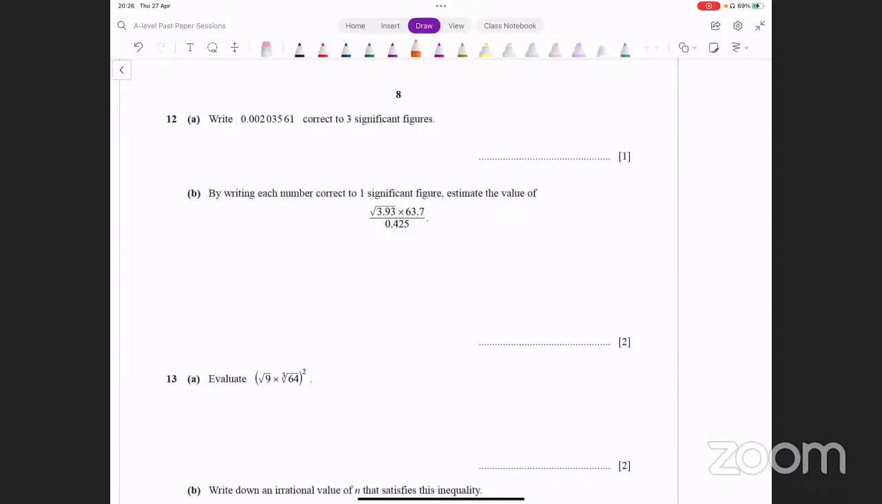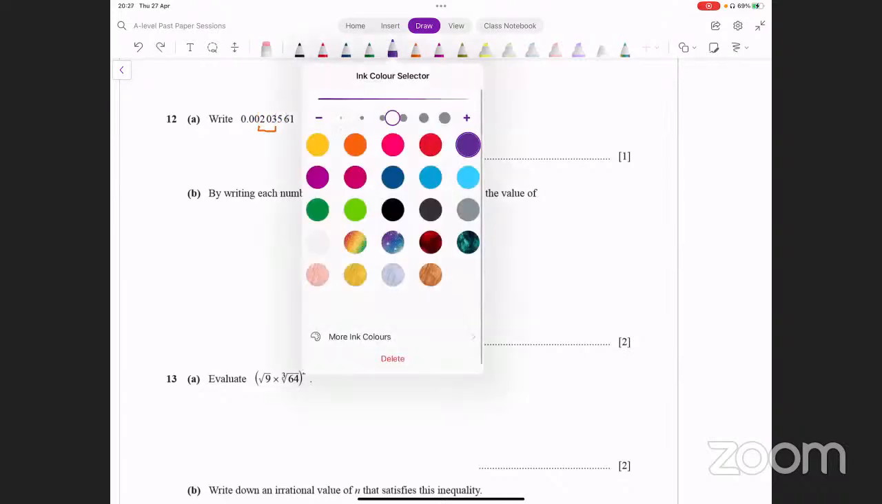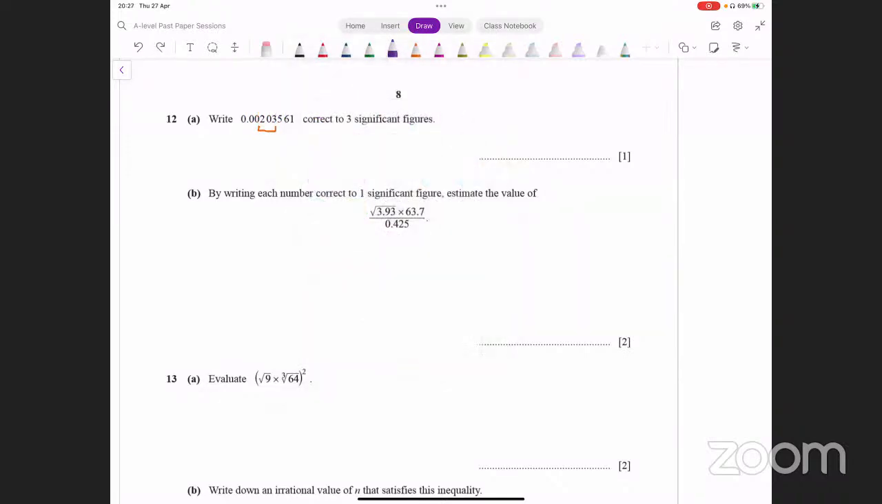3 significant figures. Remember, decimals के left side पे अगर 0 हो, तो ये वाले zeros significant नहीं होते, ठीक है. तो first number जो significant है, that is 2. तो 2, 0 and then this number, ये आपके 3 numbers आ रहे होंगे. लेकिन 3 के बाद कौन सा नंबर आ रहा है? You have 5 after this. तो इसका मतलब ये है कि 3 को आपको राउंड अप करना पड़ेगा. So it's going to become 0.00204 correct to 3 significant figures.